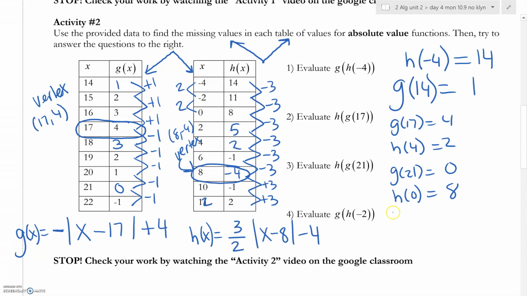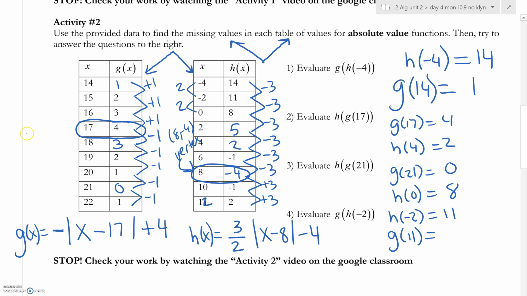Now this last one, h of negative 2, you can see h of negative 2 is 11, but when we think about g of 11, I don't see 11 on this table. The table starts at 14. So how am I going to evaluate g of 11? Well, hopefully you already figured out you can just follow the pattern a little bit.